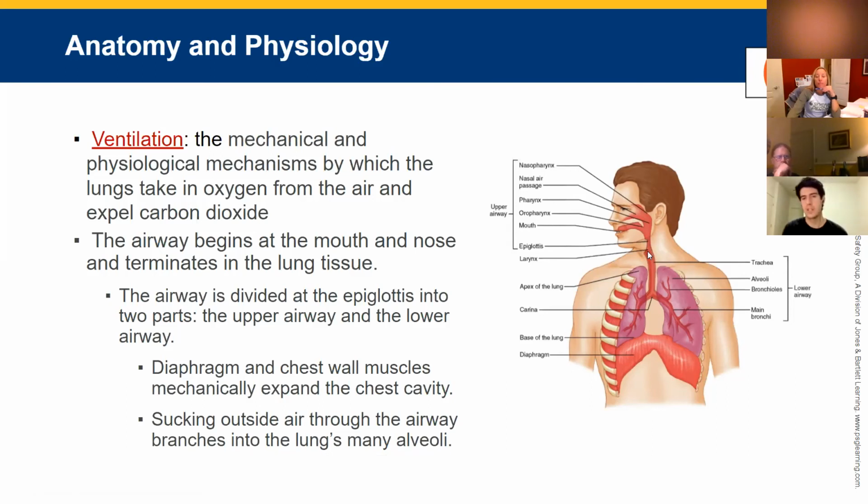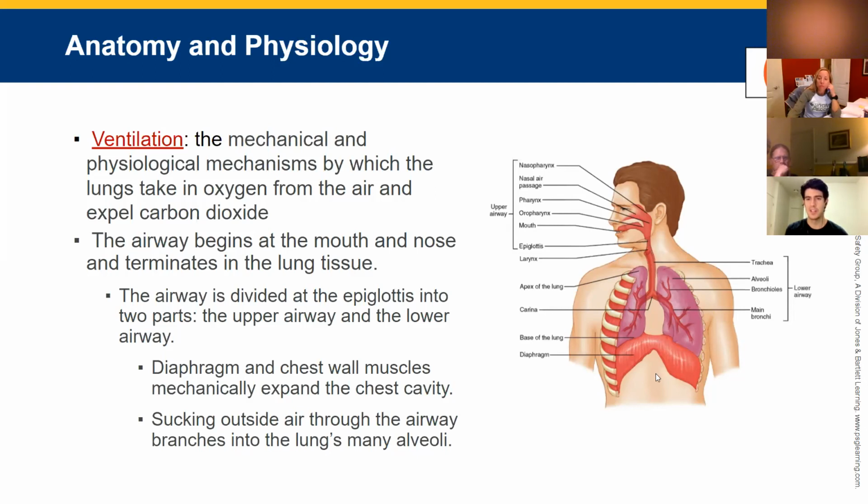Anything above the voice box or epiglottis is going to be the upper airway. Anything below is going to be the lower airway. Again, just useful in communicating. Upper airway trauma, you know that's going to involve the face, the mouth, the throat. Lower airway trauma is going to involve the trachea, the lungs, the bronchi in here.